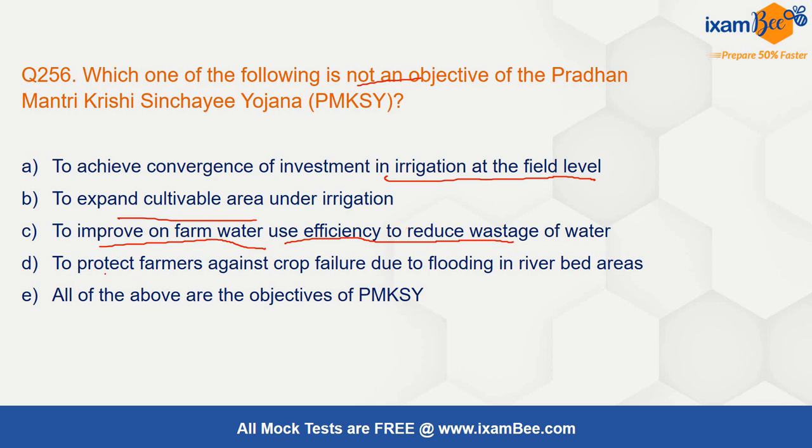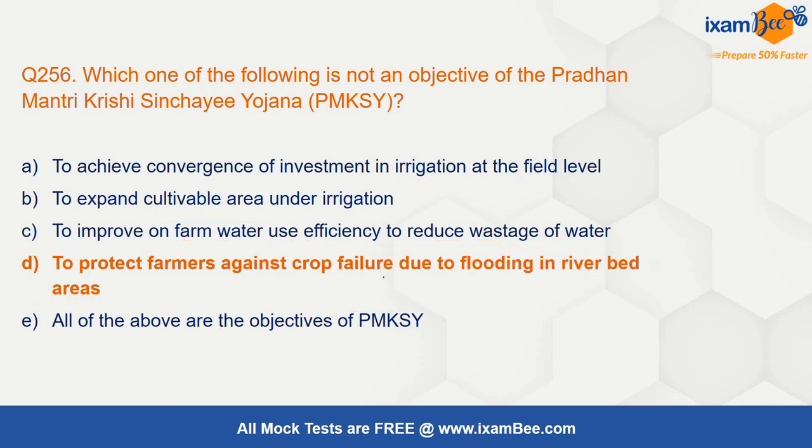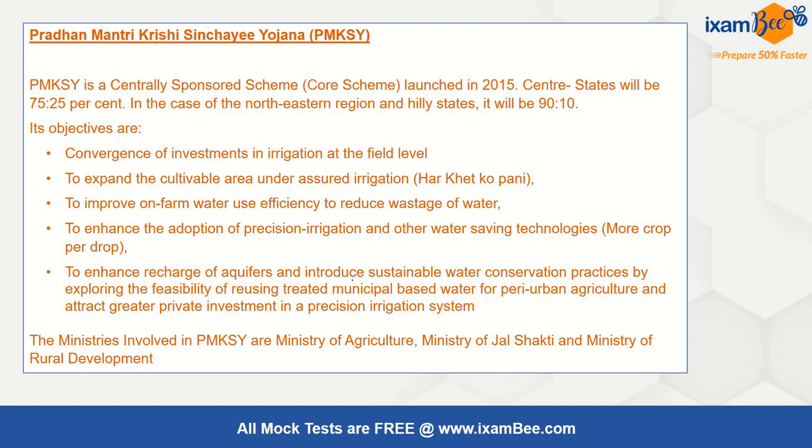That also seems correct. To protect farmers against crop failure due to flooding in riverbed areas. This is nothing to do with irrigation. All of the above, no. So D is the right answer.